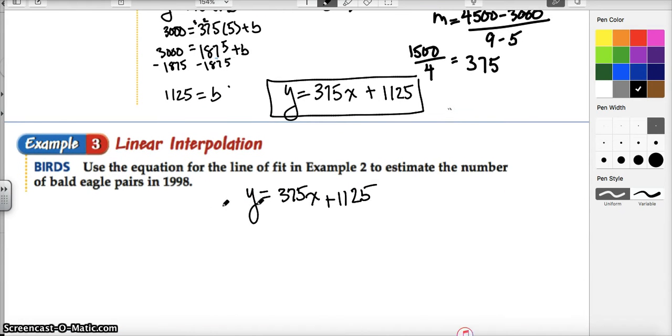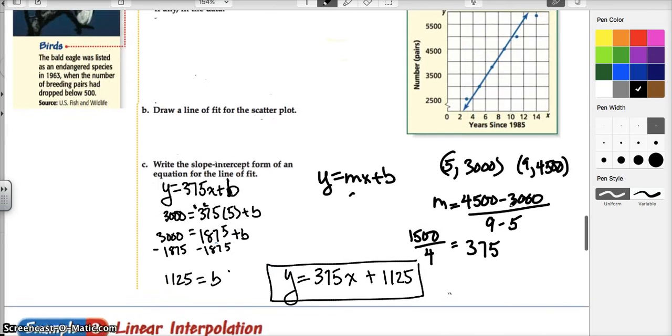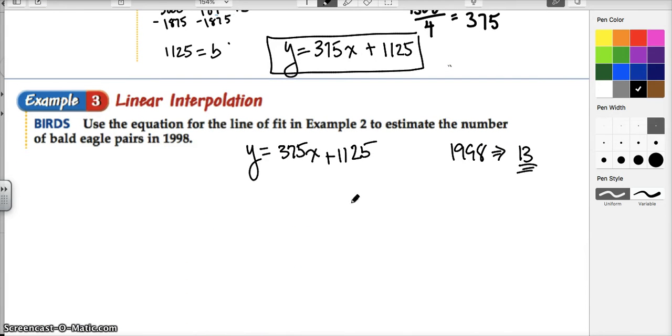We're saying, all right, approximately this might be the case, given the fact that what we see is the trend over time, that kind of spanned over that time. So 1998, for our intents and purposes, refers to the 13th year. Remember, this is years since 1985. If you take 1985 and add 13, you'll get 1998. So that would be 13 on that graph.